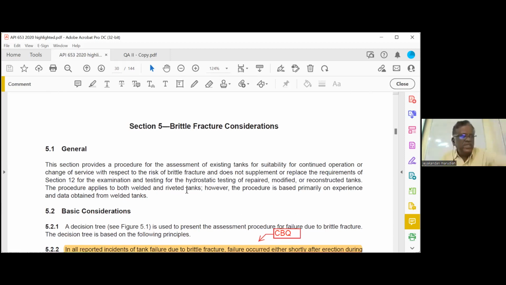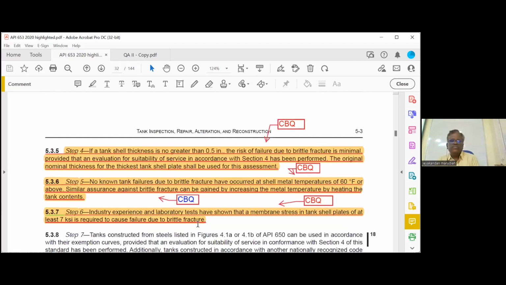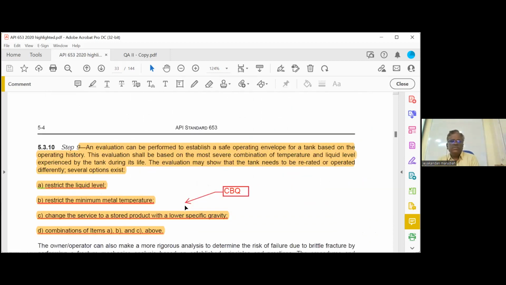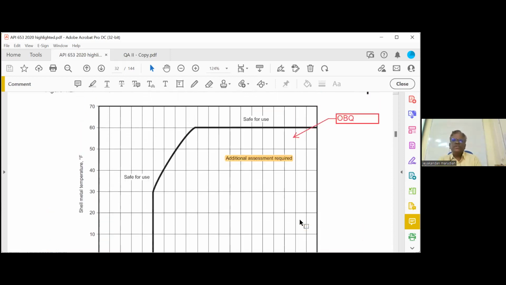So in the API 650 exam, they are giving importance to this chapter. So how to find out brittle fracture? First, we will go to the exemption curve. Please go to page number 5-3, exemption curve for tanks constructed of carbon steel of unknown toughness. If you don't know the material toughness, then how to find out?